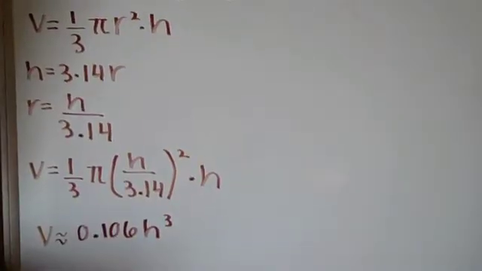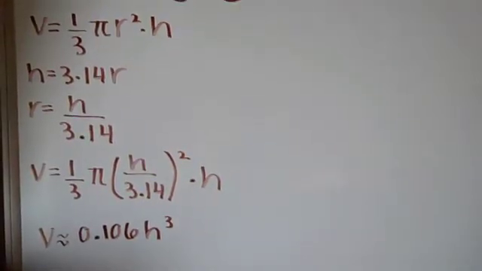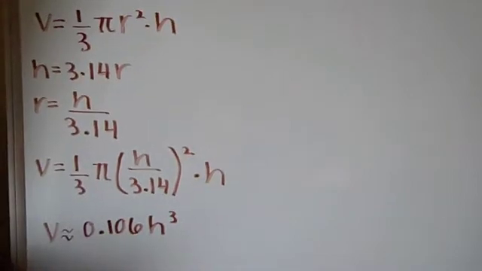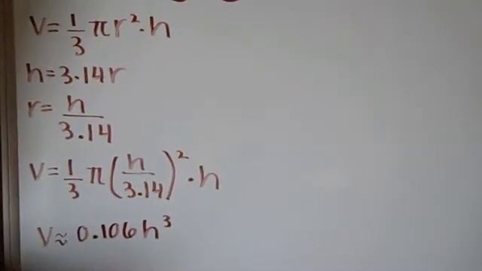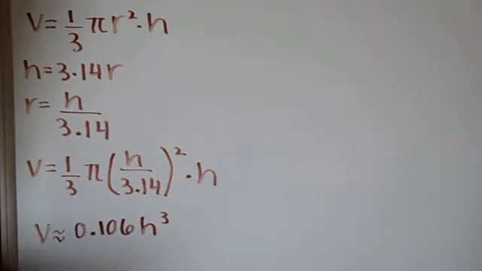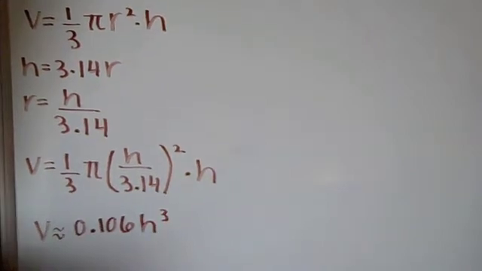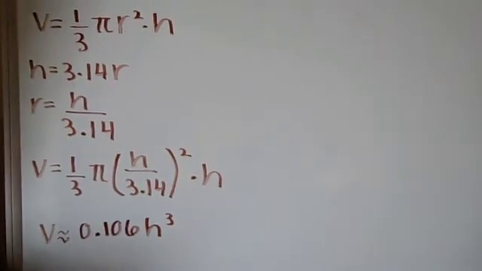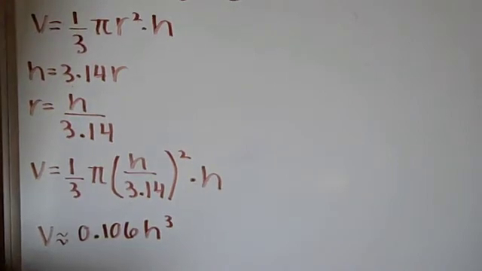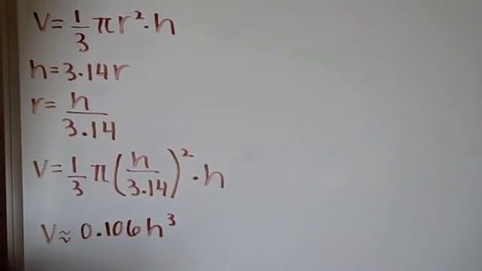The volume of a cone is 1/3 times pi times the radius squared times the height. The ratio between the height and the radius shows that the height is always 3.14 times the radius. Using the ratio, plug the new value for the radius into the volume equation. Simplify the equation to 0.106 times the height cubed.